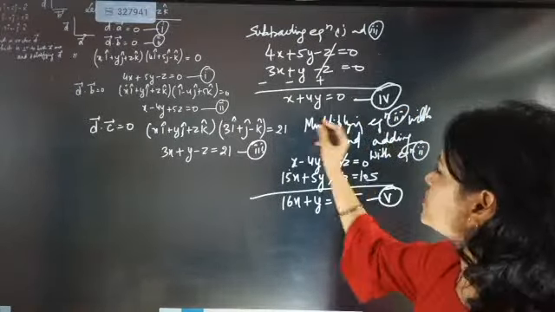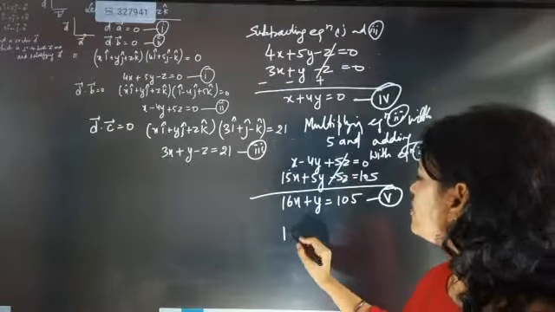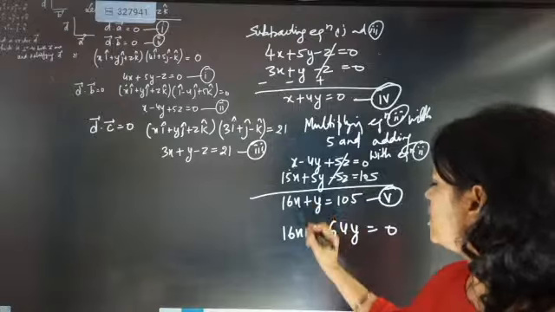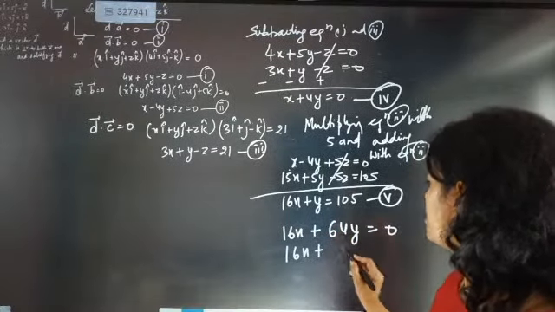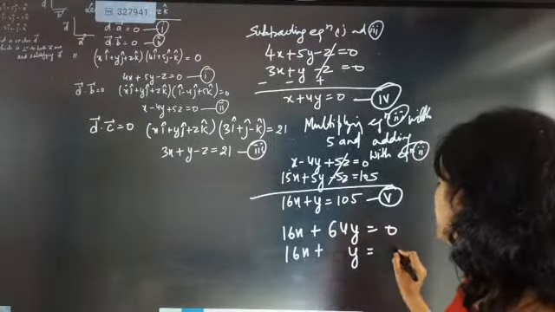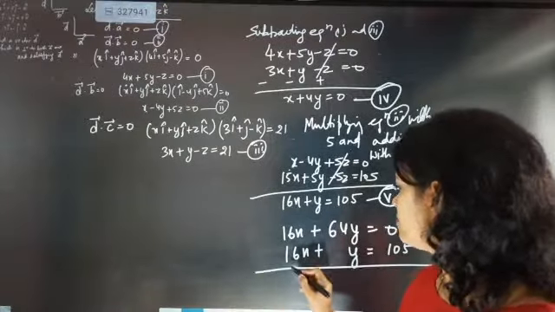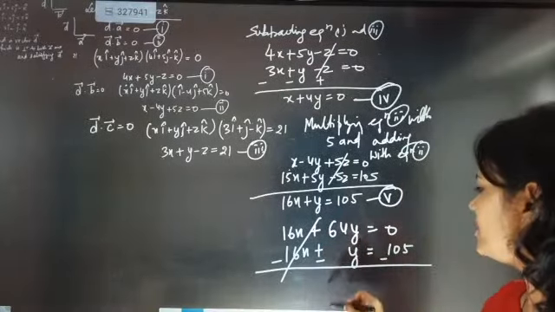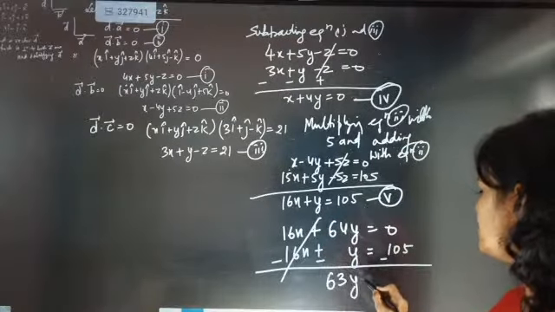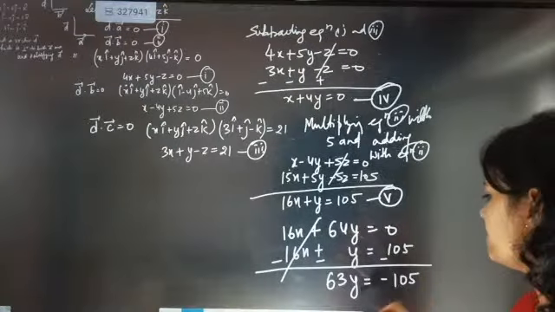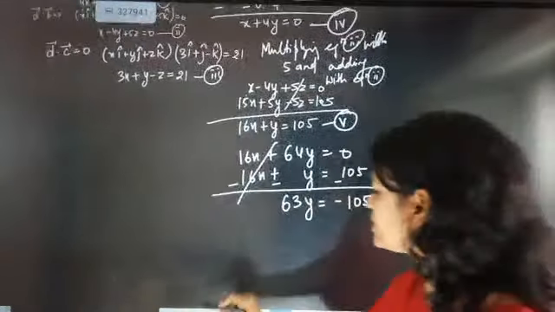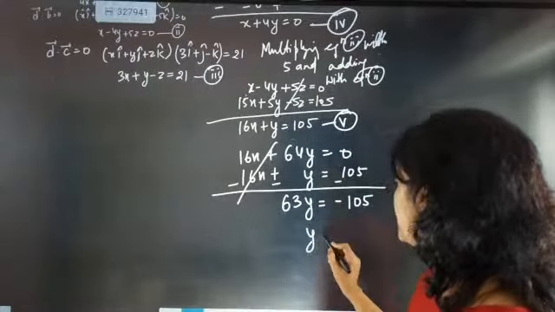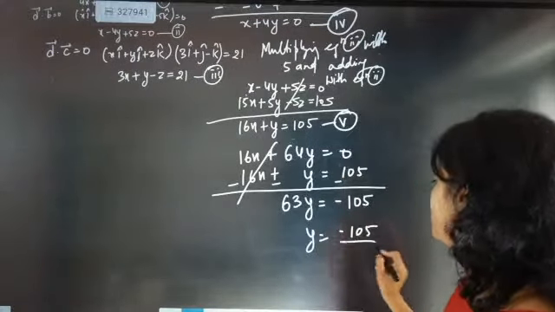So multiplying equation 4 with 16, it will become 16x plus 16 4s are 64y equal to 0. Here it is coming as 16x plus y equal to 105. Now subtracting, it is going to be 64 minus 1, it will become 63y equal to minus 105. Once one value comes, everything else will follow. So only one value we were needing. It is coming as minus 105 by 63.